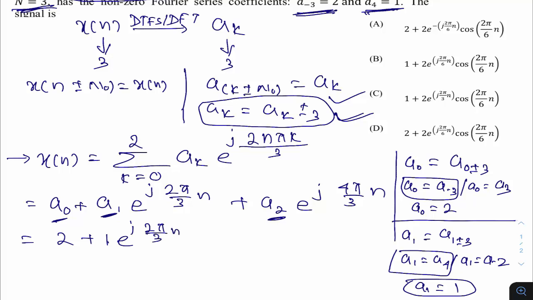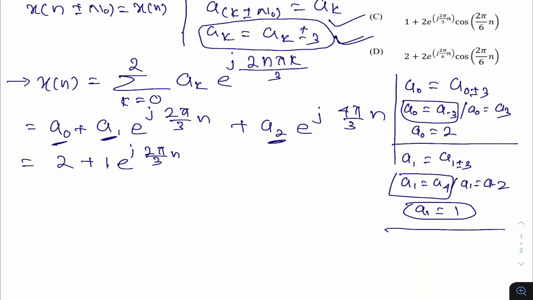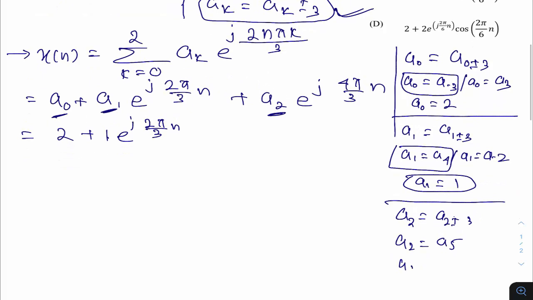Now what else do you need? You need a2. So you have to substitute k equals to 2. If you substitute k equals to 2, what do you get? A of 2 is equal to a of 2 plus or minus 3. That means a2 is equal to a5, or you can say a2 is equal to, if you take minus sign, 2 minus 3, a of minus 1.